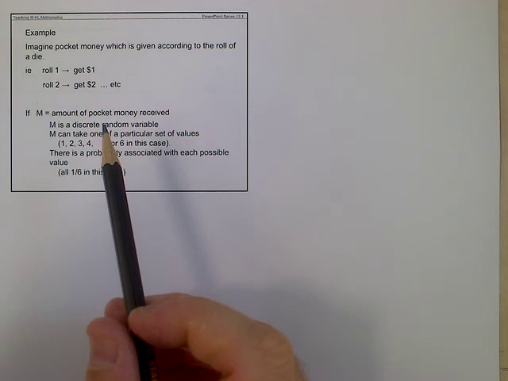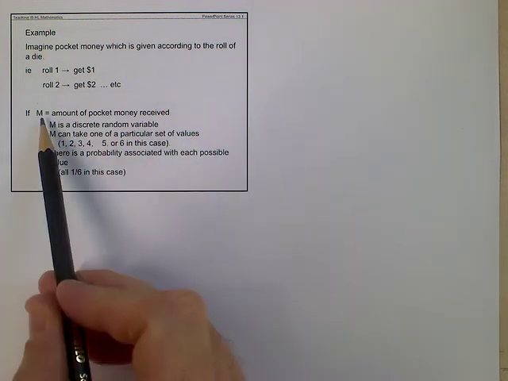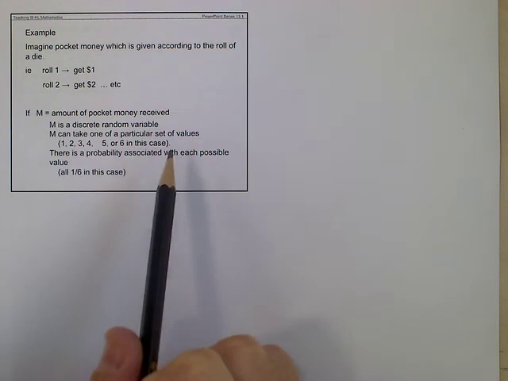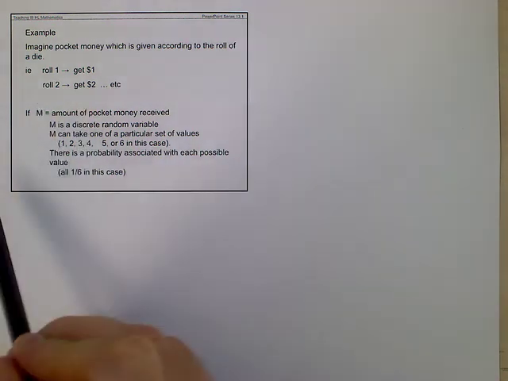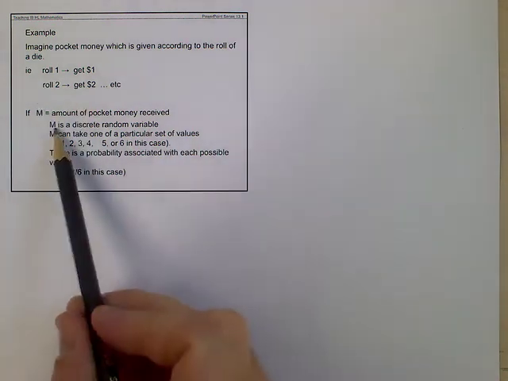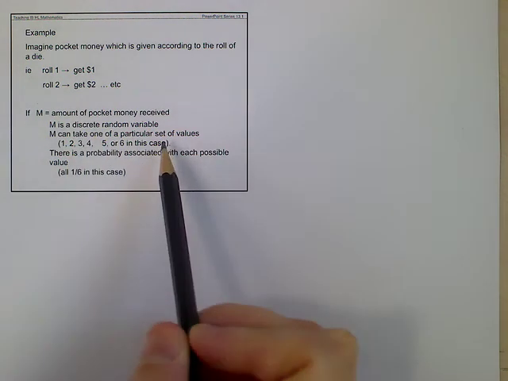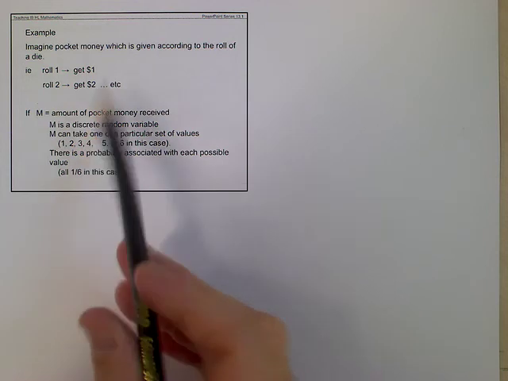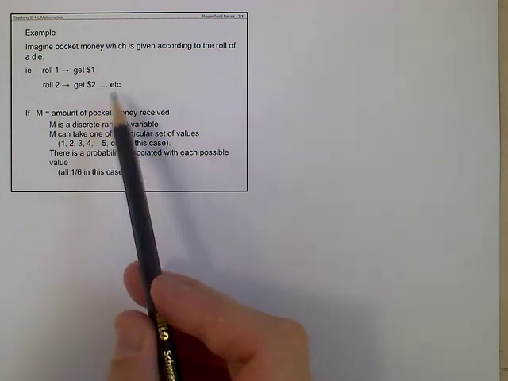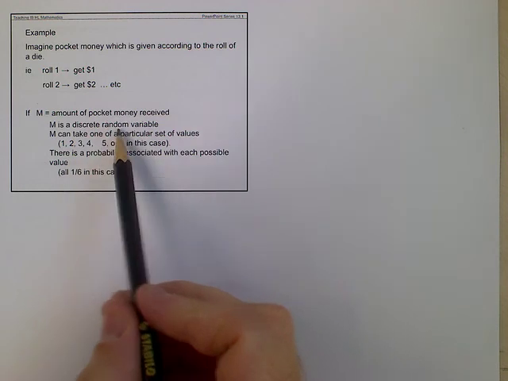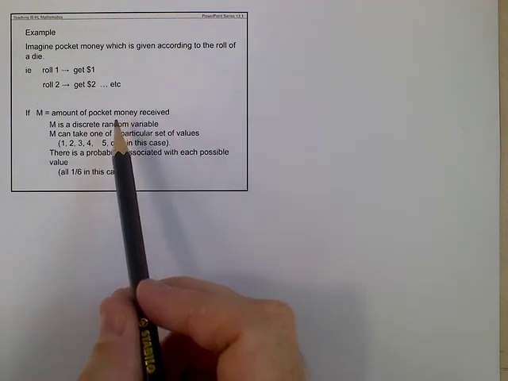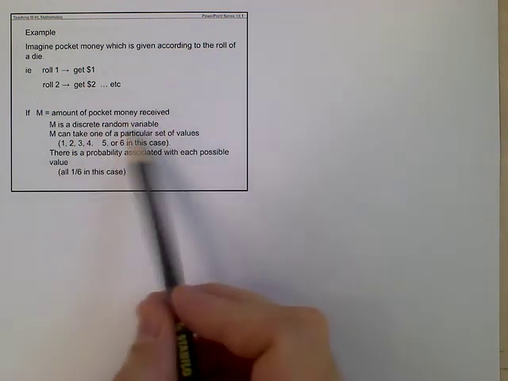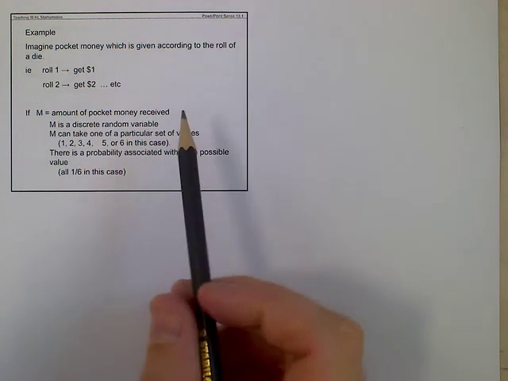Then I start to define a few things. I'm going to define the variable M. M is the amount of pocket money that she receives, usually given a capital letter. So M is what we call a discrete random variable. It's discrete because it can only take particular values, in this case 1, 2, 3, 4, 5 or 6. It's random because the value of it depends upon a probability experiment. And it's a variable because it will change from week to week.